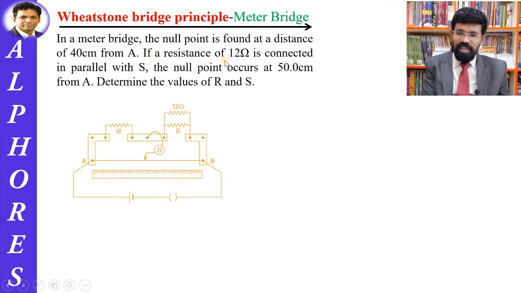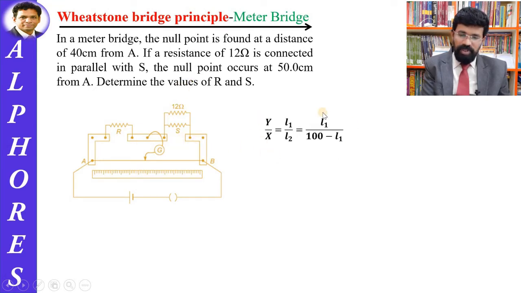Now what was done? A resistance of 12 ohms is connected in parallel with S. So like this, a 12 ohm resistor is connected in parallel with S. Now the null point occurs at 50 centimeters. So earlier it was at 40, now it is at 50, from A. Determine the values of R and S. We don't know what this R is, we don't know what this S is, some data is given. We have to find out R and S values.